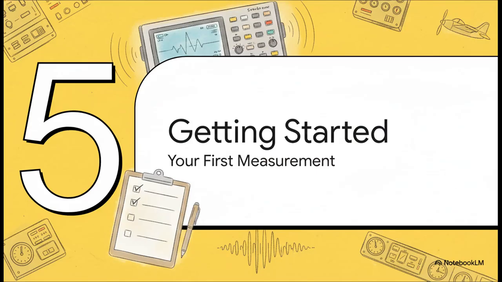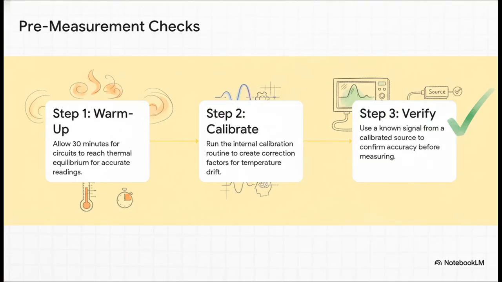All right, so we've covered what a spectrum analyzer is and what it does, but how do you make sure that your very first measurement is actually a good one? Let's run through a quick pre-flight checklist. Seriously, these 3 steps are non-negotiable if you want accurate results. First, let the thing warm up. Just turn it on and let it sit for about 30 minutes. The super-sensitive circuits inside need to get to a stable temperature.